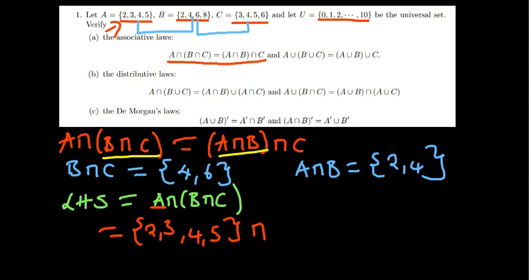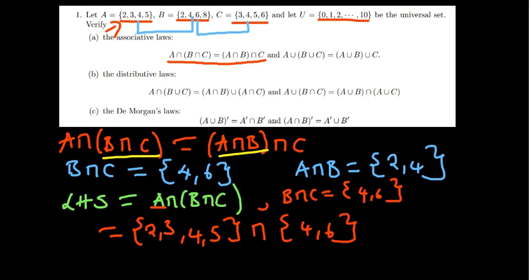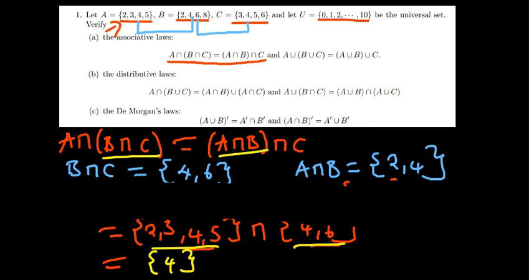Intersection. Now in the brackets, B intersection C has already been found, which is 4 and 6. As a good student, you can even list it here so that they're able to see it. So we are interested in finding the intersection between this and that. What intersection do we have between the two sets? I can clearly see that only 4 is common. So that is the left hand side. Now I'll go to the right hand side. Don't forget our answer is 4.